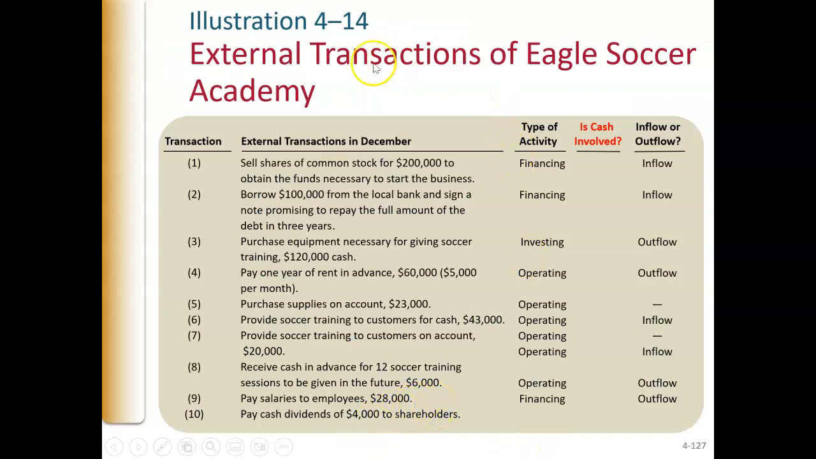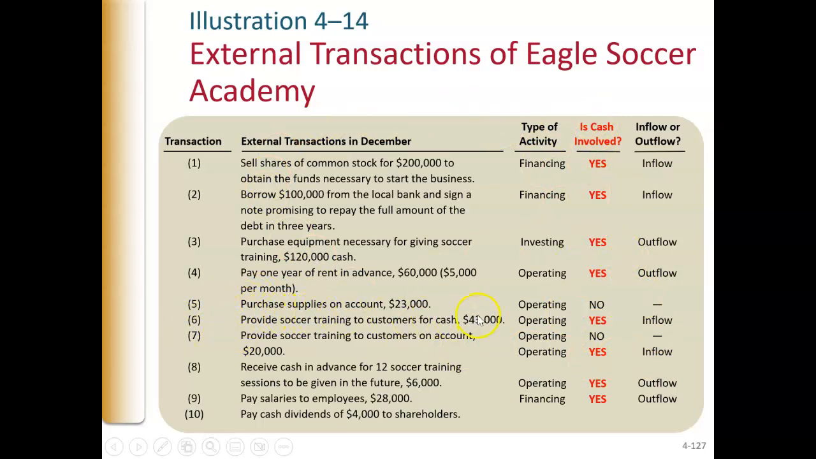So here, as we talk about this Eagle Soccer Academy, you see various transactions, and we'll go, is cash involved or is cash not involved? Guys, if cash isn't involved, we're not going to put it in the statement of cash flows. Here, we sell shares of common stock for $200,000 to obtain funds necessary to start a business. We talked about this in, I think it was chapter 2. Was cash involved? Yes. If cash is involved in this activity, then that will be part of the statement of cash flows. As you see, yeses for all of these but 2.